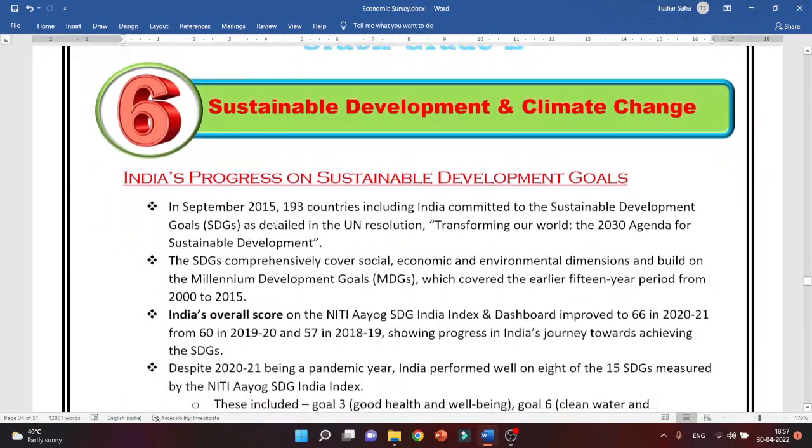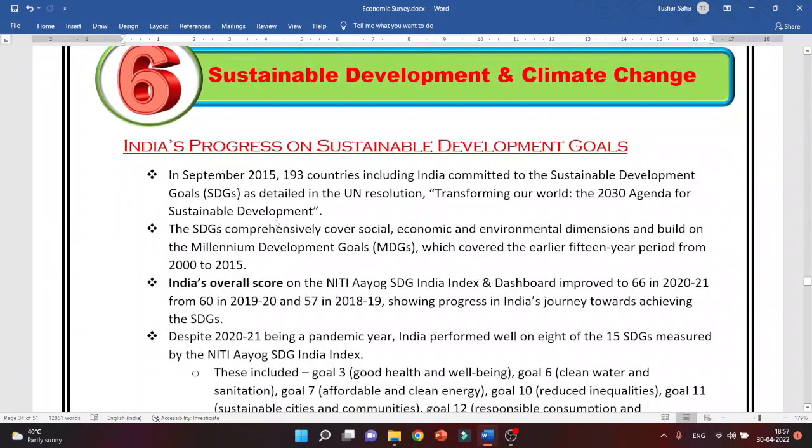Then sustainable development and climate change. So let us understand what the Sustainable Development Goals are. In September 2015, 193 countries including India committed to the Sustainable Development Goals as detailed in UN resolution Transforming Our World, the 2030 Agenda for Sustainable Development. The SDG comprehensively covers social, economic and environmental dimensions and built on the Millennium Development Goals, which covered the earlier 15-year period from 2000 to 2015.